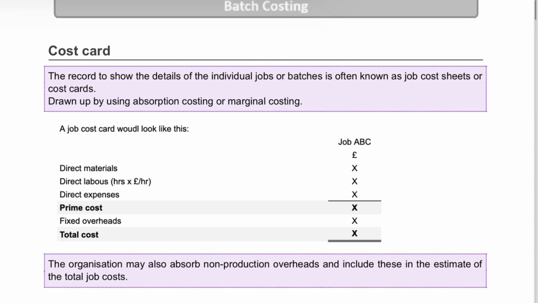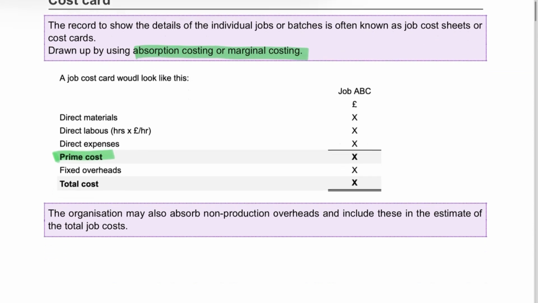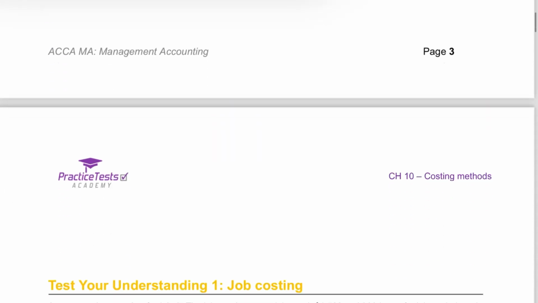Cost cards are basically either for an individual job or batch. We have a sheet of cost we might record. This can be drawn up either using absorption costing or marginal costing. We might include our direct cost, which is our prime cost, and we might include fixed overheads. If we include fixed overheads, then this will be absorption costing. So that's something to consider.